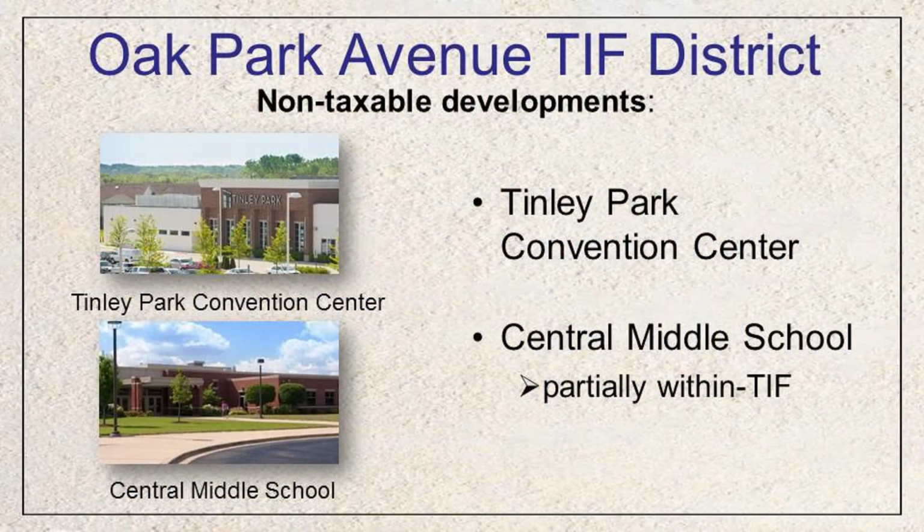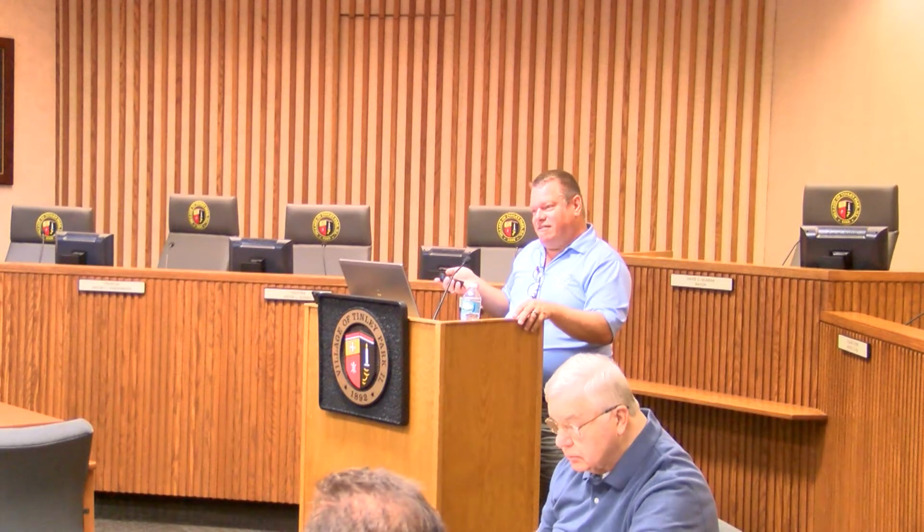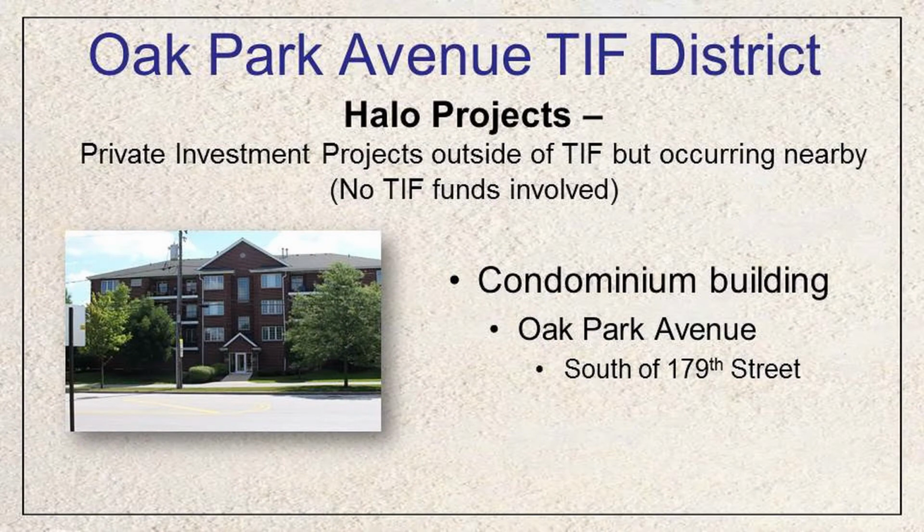Non-taxable developments that occurred within the TIF, and again, this is where most of the TIF monies have gone in this TIF, has been the construction of the Convention Center and the expansion of the Convention Center. School District 146 also built Central Middle School that encompasses some of the TIF property. We did not provide financial assistance to the school, but it is encompassed in some of the TIF, and unfortunately, because it's a tax-exempt use, it won't generate any increment during the life of the TIF. Some Halo projects are the condominiums on Oak Park Avenue, just south of 179th Street.